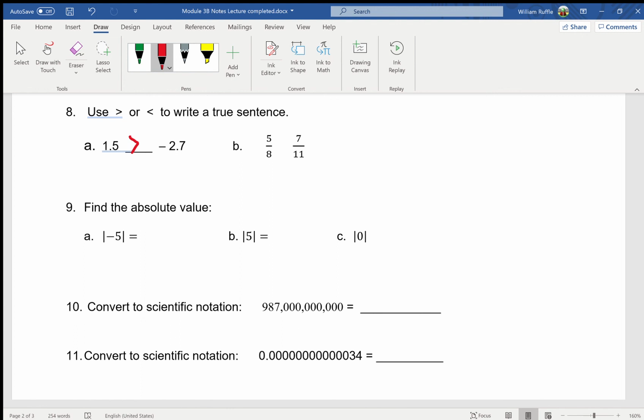Now part B here is again a review of Unit 1. In Unit 1 what we did was we made them the same denominator. Now 8 and 11, the common denominator is 88, so really over here I have to multiply top and bottom.